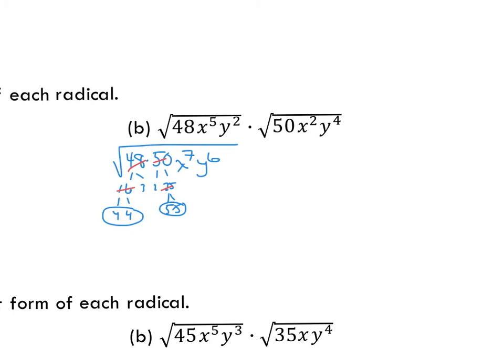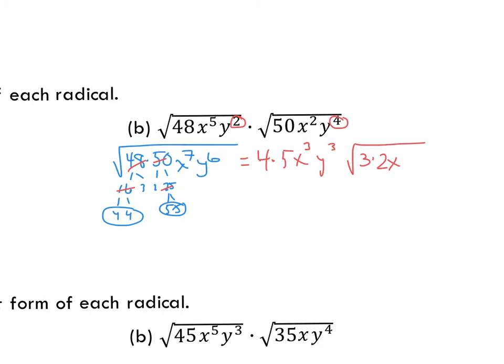Okay, so when we simplify this, notice we have a 4 and a 5 that come out. And inside, we have a 3 times 2, because those are the numbers that don't have a partner. Now for x to the 7th, I have to think of how many sets of 2 are in 7. Well, we have 3 sets of 2 with 1 left over. And how many sets of 2 are in y to the 6th? Well, we have 3.